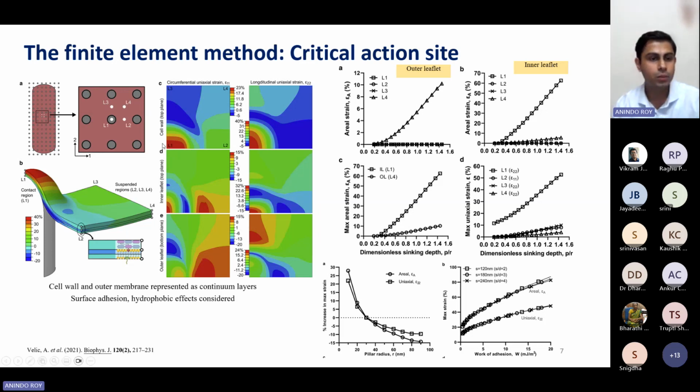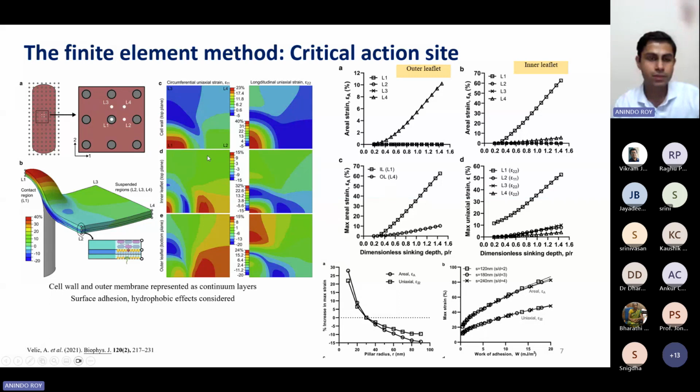So then to simulate the adsorption process, what we can do is apply a downward load on the outer layer, which is the bottom layer here, and then progressively increase that load in subsequent steps to simulate the progression of the adsorption process as the bacteria adsorbs more and more onto the nanopillared surface. If we do that, and then we look at the circumferential uniaxial strain and longitudinal uniaxial strain in the cell wall, the inner leaflet and the outer layer, we can find out the distributions in these layers.